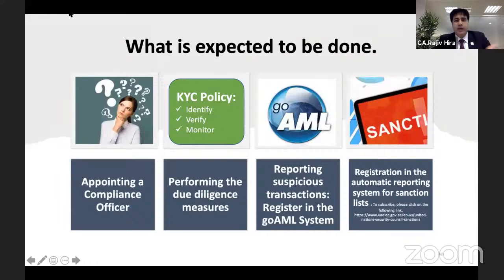Perfect. Thank you. So I just want to make sure that we are aligned with the DNFBP's alignment perspective. So I'll just pick up the 4 points which were talked about. One is appointment of compliance officer. Now this is a foremost activity which is being looked at. Who is a compliance officer and whom we can appoint as a compliance officer?